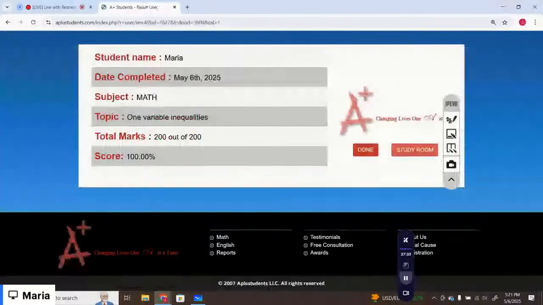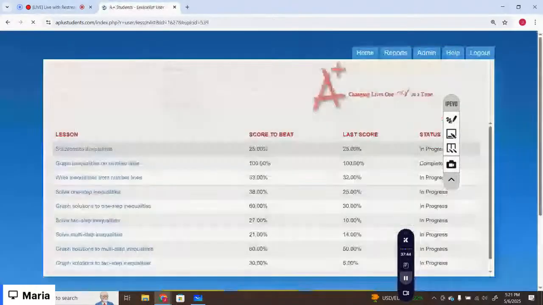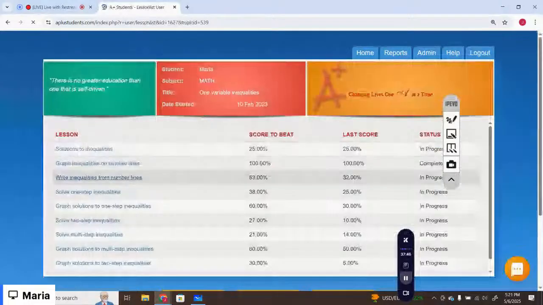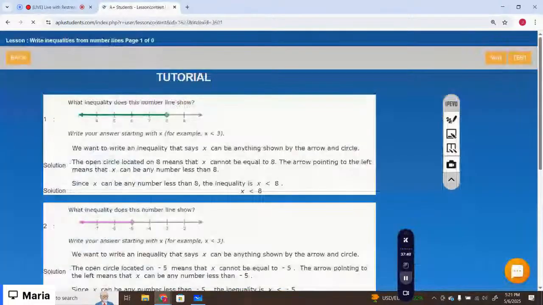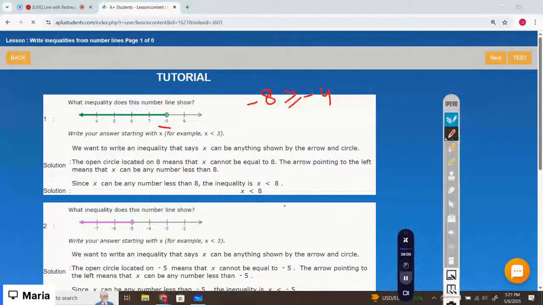Okay, we are done with the lesson. Let's move on to the next lesson. The next lesson is writing inequalities from number lines. Now we know how to write inequalities from the number line because we already know how to plot inequalities on the number line. What inequality does the number line show? We have an open circle at 8, right? That means 8 is not the solution and the line points to the left. So that is x is less than 8.